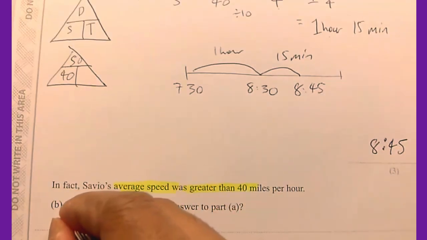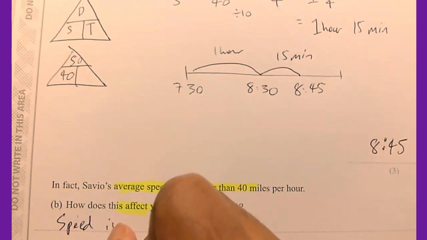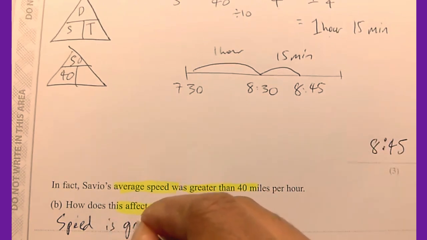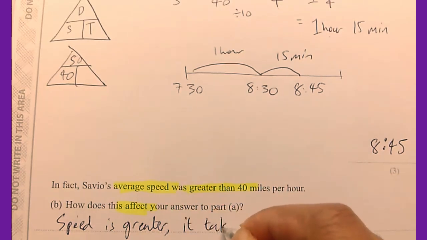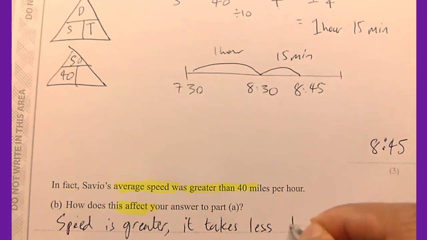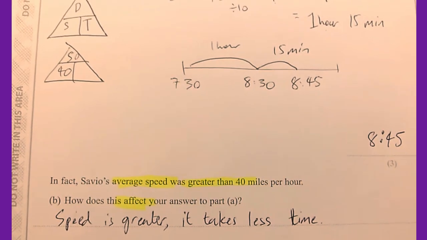So the speed has gone up. Speed is higher, is greater. That means I'm moving faster. If I go somewhere faster, it takes me less time. Okay, think about you going to school. If you're walking to school, how long would it take you? Let's say it takes you 50 minutes. And then you run to school, you're going faster. It will take you less than 50 minutes. So our time is less. It takes less time. So he'll get there before 8:45.